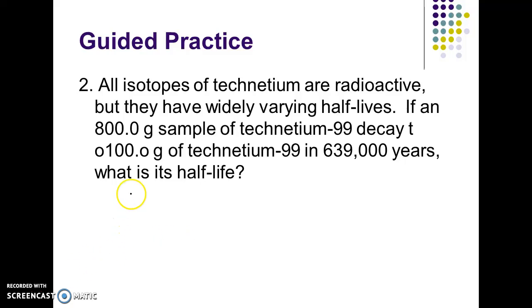The first thing I'm going to do is go through here and pick out the important numbers. So here I see 100 grams. I'm going to circle that. Here I see 100 grams. I'm going to circle that. And here I see 639,000 years. Now remember, technetium is important, but it's not important to our question, so I'm going to ignore those numbers. Okay, so 800 grams is telling me where I'm starting, so that's my starting mass.